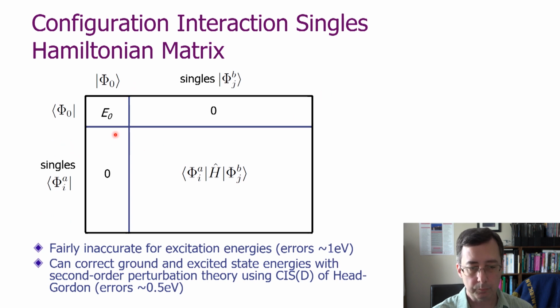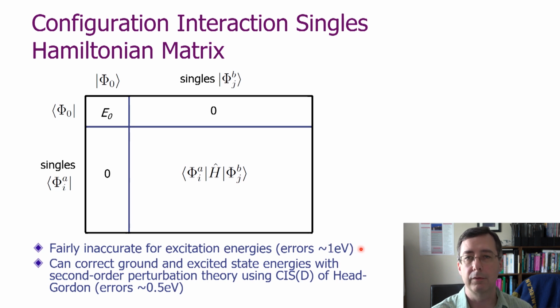Now, the interaction between the singly excited determinant and the reference is by definition 0 if I have Hartree-Fock orbitals by the Brillouin theorem. So I don't need to bother to compute the rest of this row or the rest of this column. That's going to be zeros. If I form this matrix and diagonalize it, and there are various efficient ways to do this, I get excitation energies that are not very accurate. You might have an error that could be 1 electron volt, or maybe even a little more.